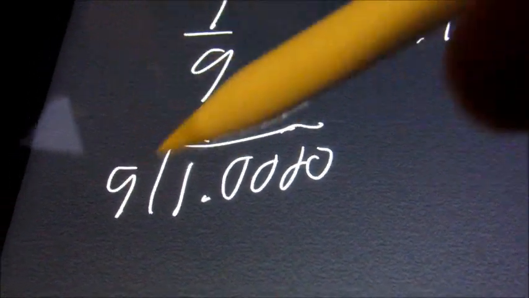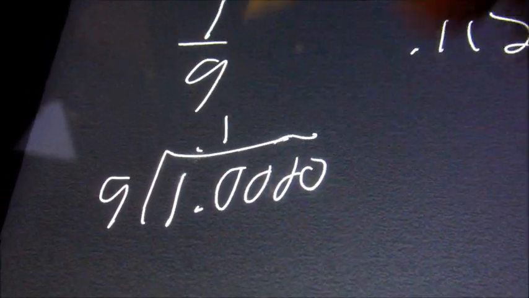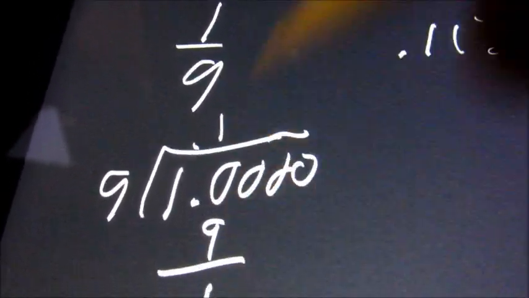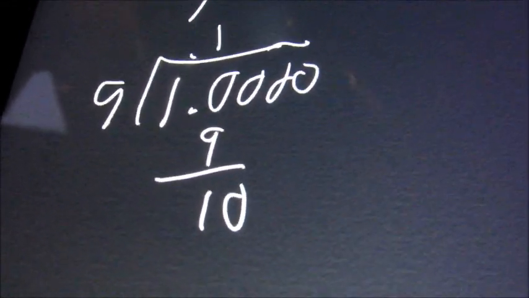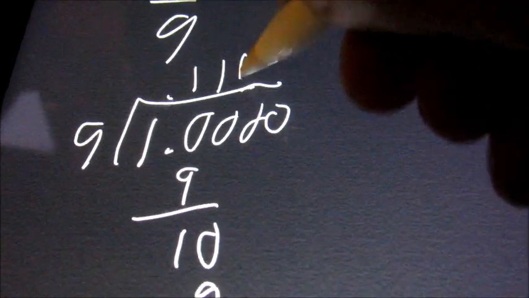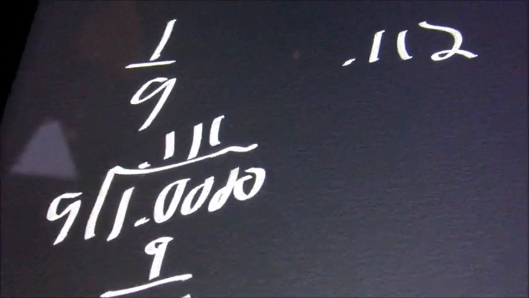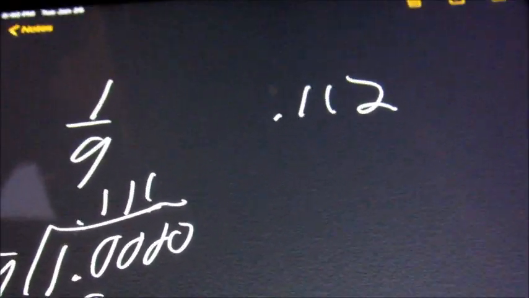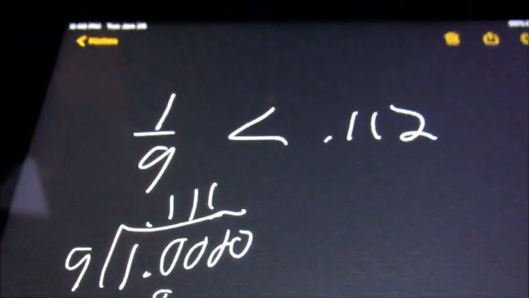Putting my decimal here. 9 will go into 10 one time. 1 times 9 is 9. 1 remainder. Bring down the 0. Goes in 1, 9, 1. And I get 0.111, which is smaller than 0.112, so less than.